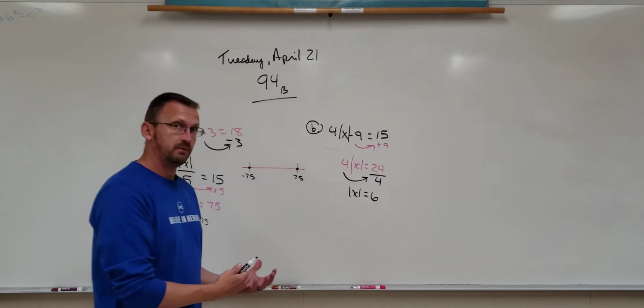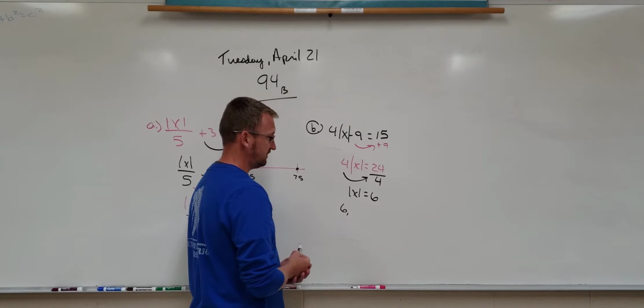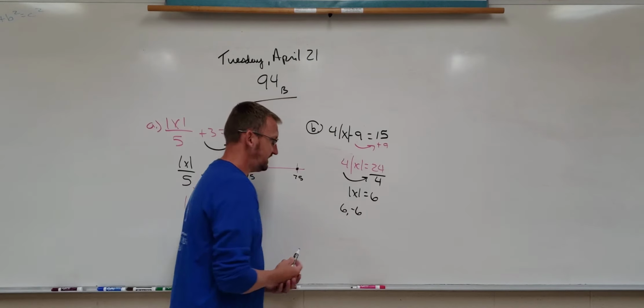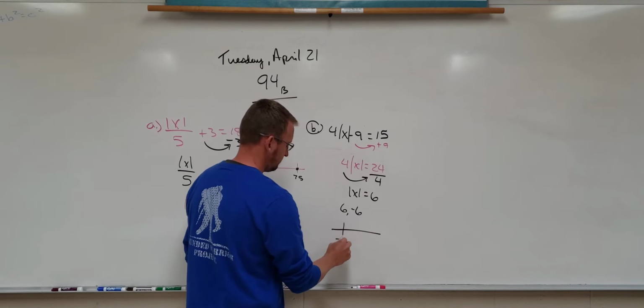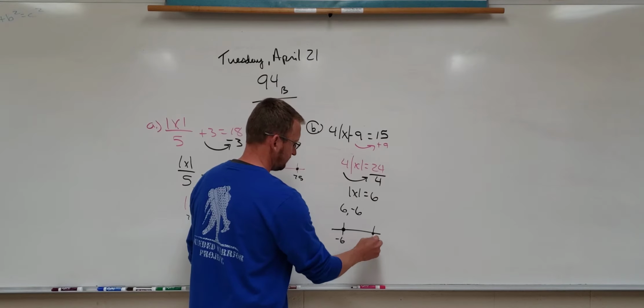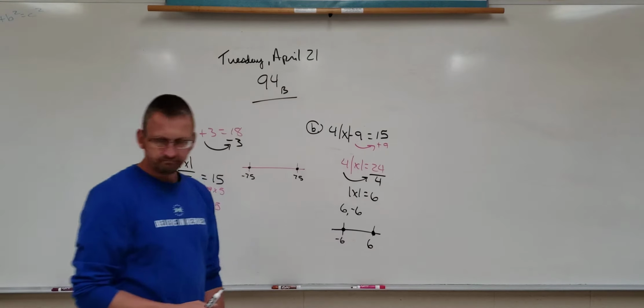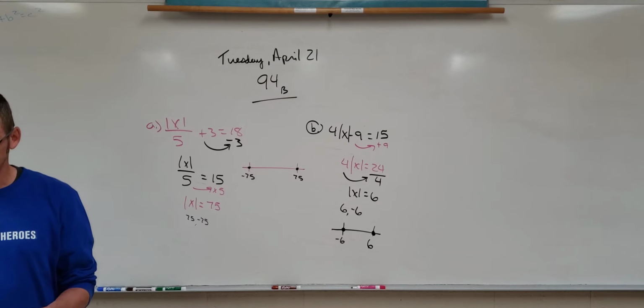So going back to what we were just discussing, the absolute value of 6 is 6, and the absolute value of negative 6 is 6. So to graph that, negative 6 and 6. Okay? So that was the first half of multi-step.